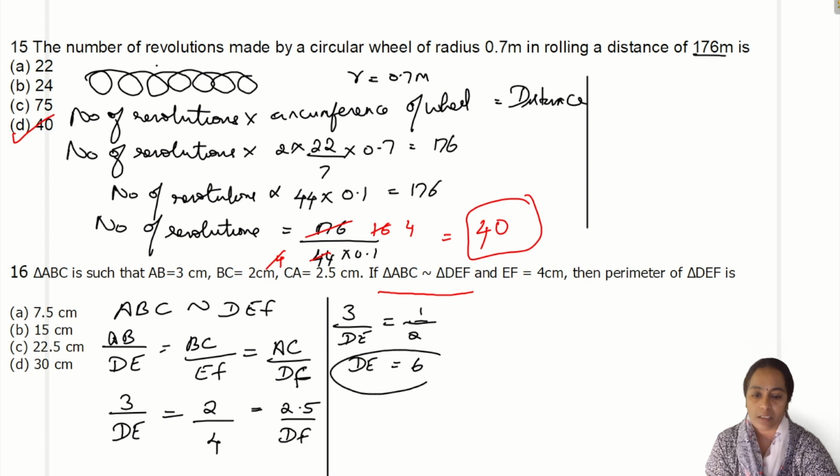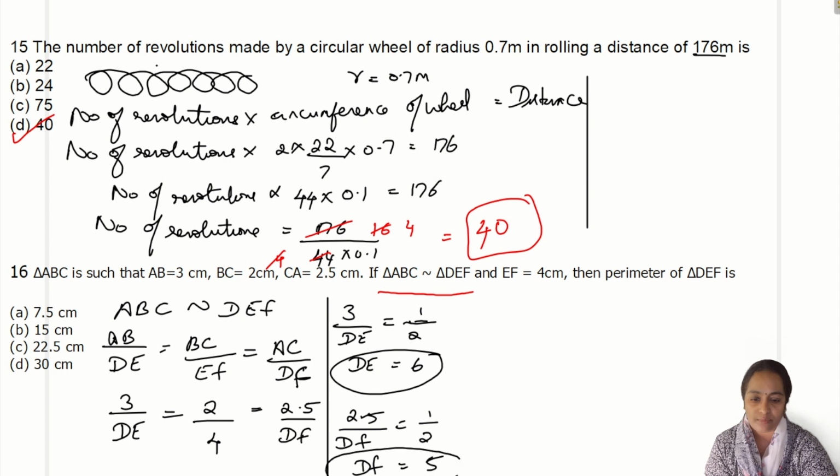So DE will be 6. Now again I have 2.5 by DF equals 1 by 2. So 2.5 divided by DF equals 1 by 2. What is DF now? DF is going to be 5. So I have DE 6, DF 5 and EF is already given in the question, which is 4. So the question is asking for the perimeter.